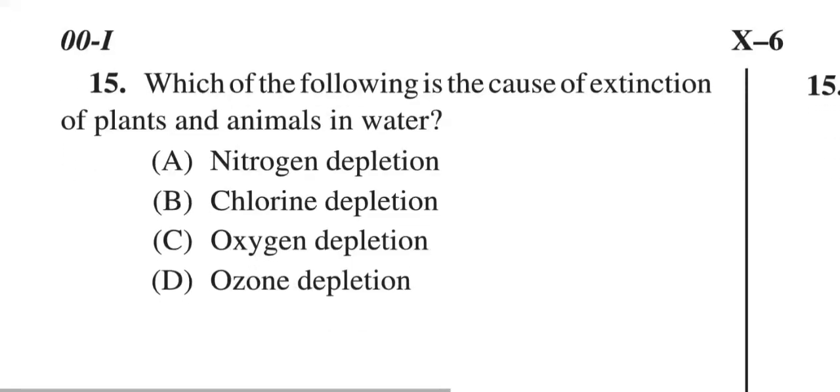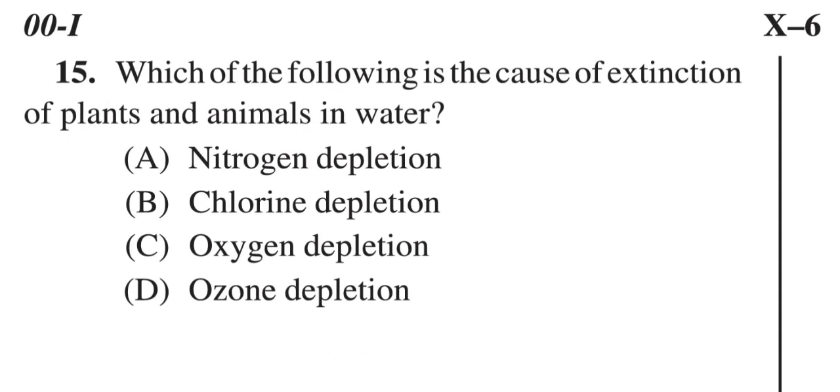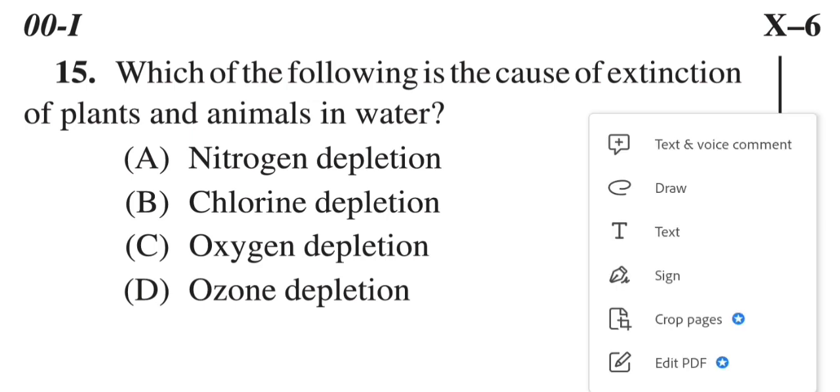Let's move on. Number 15, it is asking us, which of the following is the cause of extinction of plants and animals in water? Nitrogen depletion, chlorine depletion, oxygen depletion, ozone depletion. This is also related to ecology. The correct answer will be number C, that is oxygen depletion.